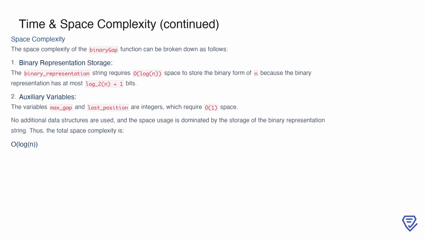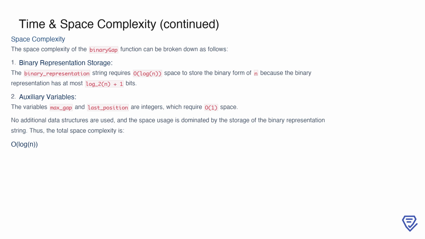Now, let's discuss the space complexity of the binary gap function. The main contributor to space usage is the binary_representation string, which stores the binary form of n. Since the binary representation has at most log_2 n plus 1 bits, this requires O(log n) space. Additionally, the function uses two auxiliary variables, max_gap and last_position, which are simple integers and therefore require constant space, or O(1). Importantly, no additional data structures are created in this function. As a result, the space usage is dominated by the binary string, leading to an overall space complexity of O(log n).